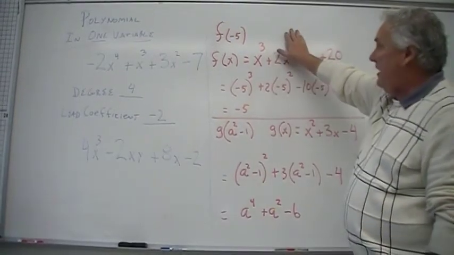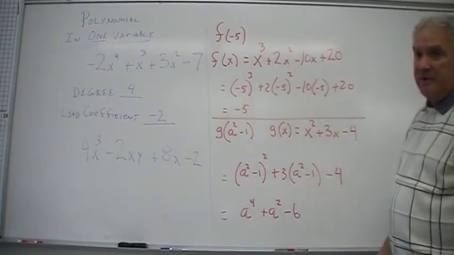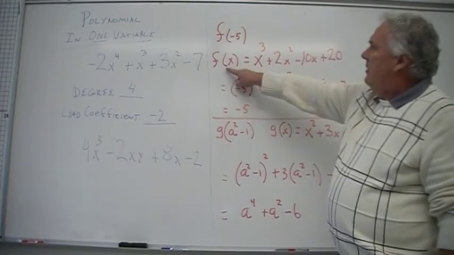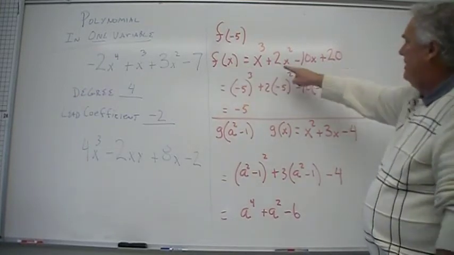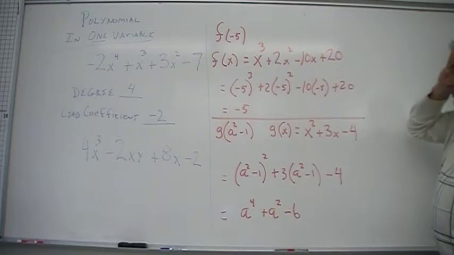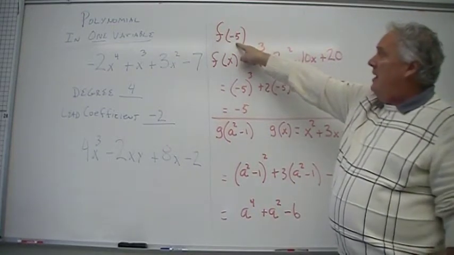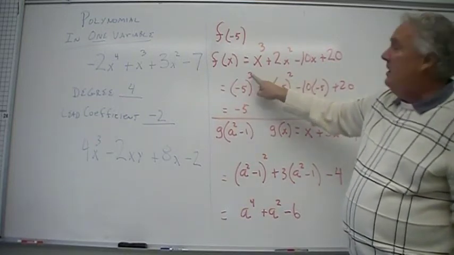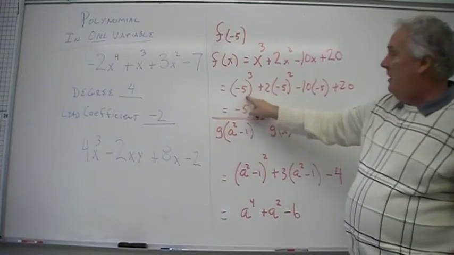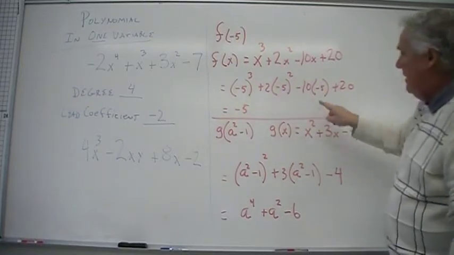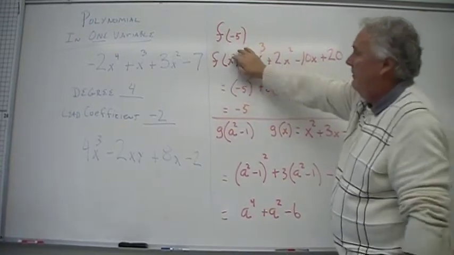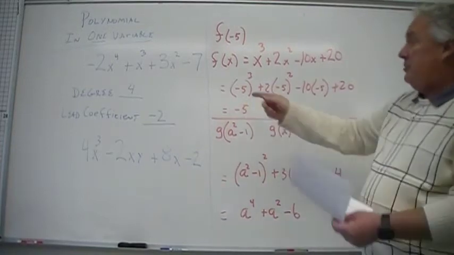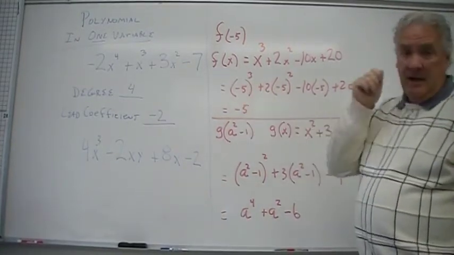Okay? Now, example number 2 and 3. Example number 2 is right here, and we've done this before. It shouldn't be much of a new topic for you. The function for x is here, x to the third plus 2x squared minus 10x plus 20. So what's the value when x is -5? So you substitute -5 in for x. Do all the math. I didn't do it all out. I'm just showing you the substitution that you're putting -5 in for x. Okay? So you do all the math, keep track of all your negatives, you will get -5 as an answer.